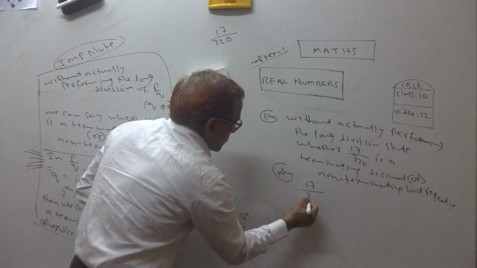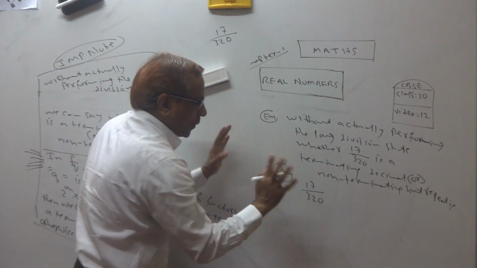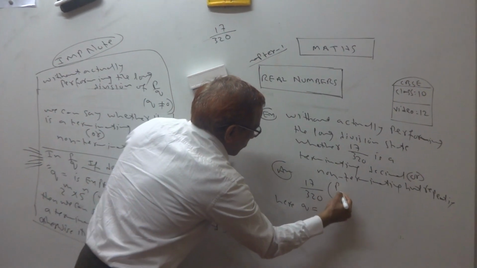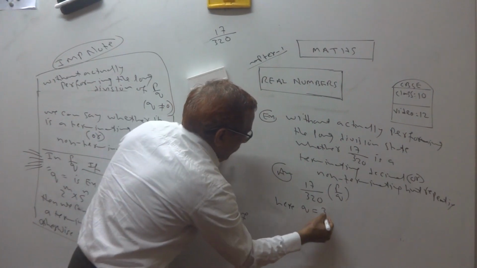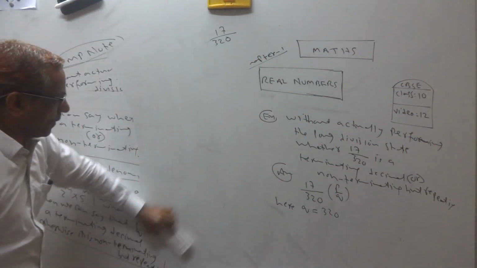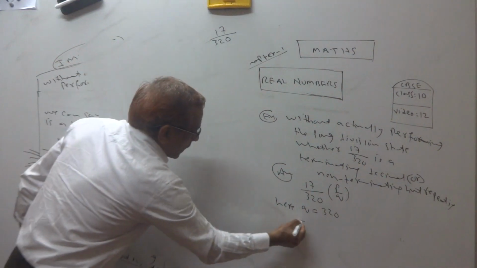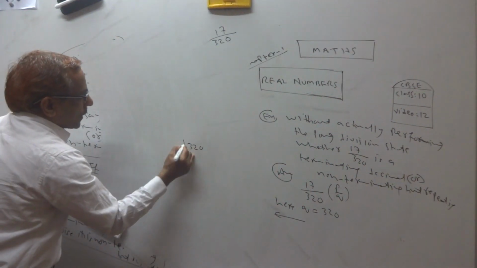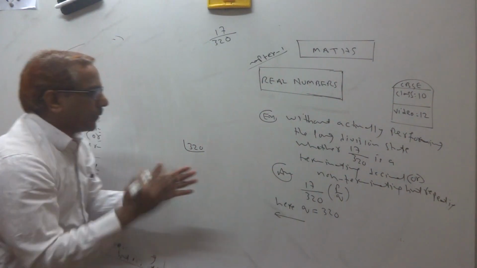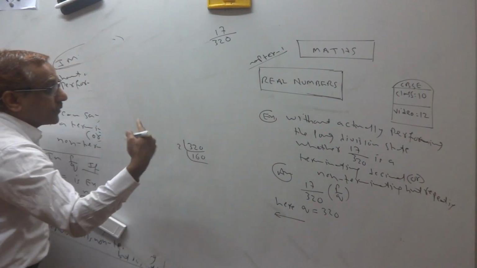See, this is 17 by 320, no? Can you cut it? First you check. Can you cut it? No. So here Q is what? If this is P by Q, what is Q here? 320. So what you have to do? You take 320, you take Q, and factorize. 2 ones are 2, 2 6s are 12, prime factorization.